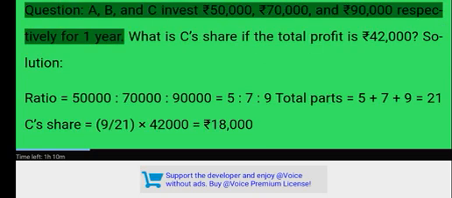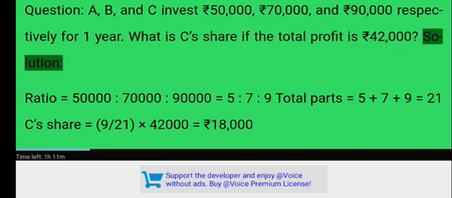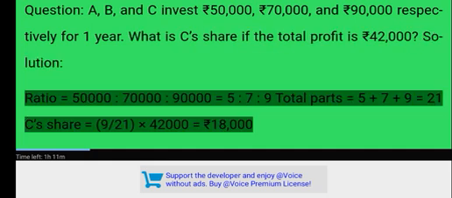Question: A, B, and C invest 50,000 rupees, 70,000 rupees, and 90,000 rupees respectively for 1 year. What is C's share if the total profit is 42,000 rupees? Solution: Ratio equals 50,000 : 70,000 : 90,000 equals 5 : 7 : 9. Total parts equals 5 plus 7 plus 9 equals 21. C's share equals 9/21 times 42,000 equals 18,000 rupees.